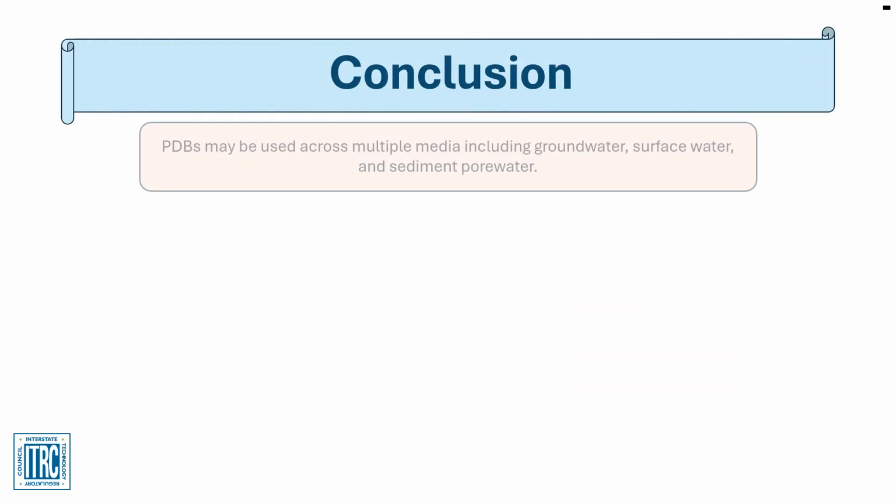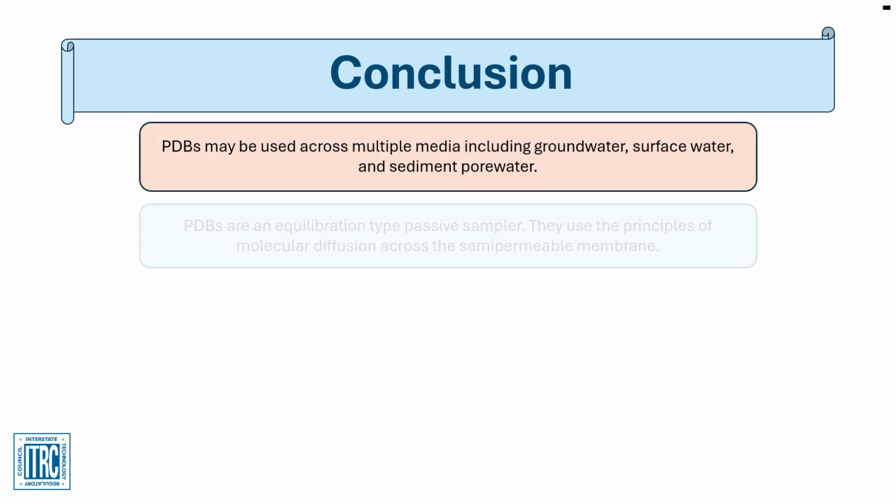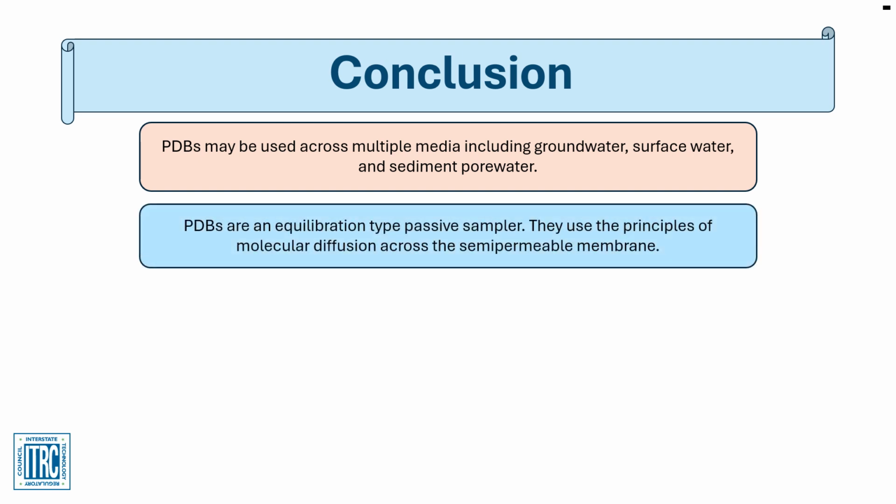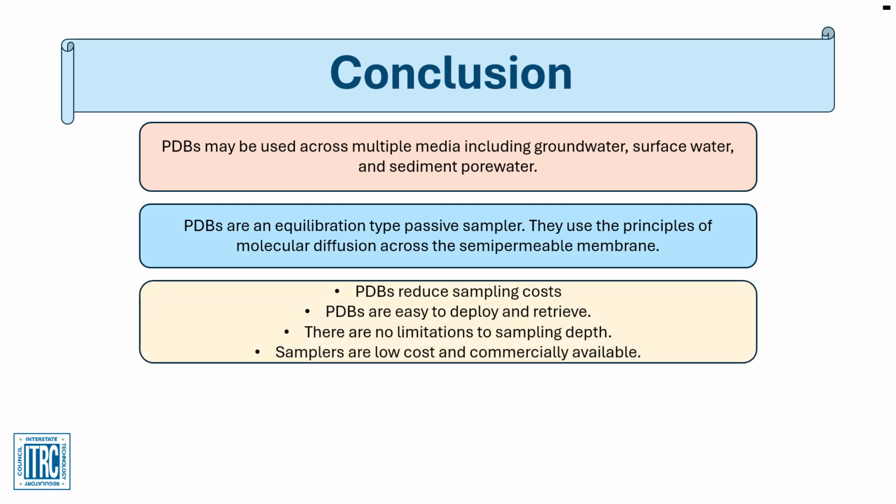PDBs may be used across multiple media including groundwater, surface water, and sediment pore water. PDBs are an equilibration-type passive sampler. They use the principles of molecular diffusion across the semi-permeable membrane. PDBs reduce sampling costs.